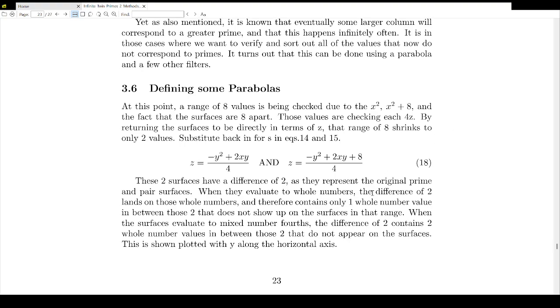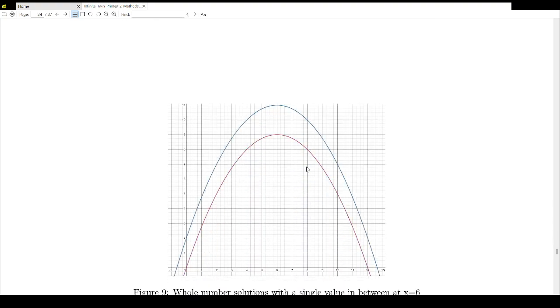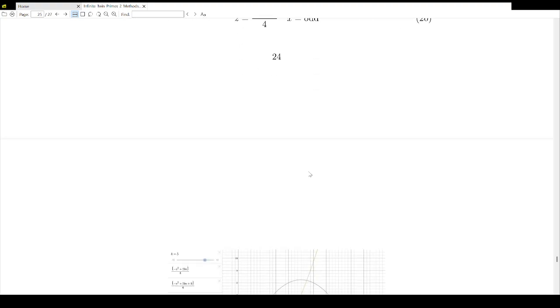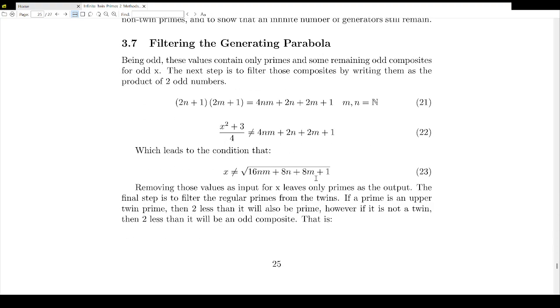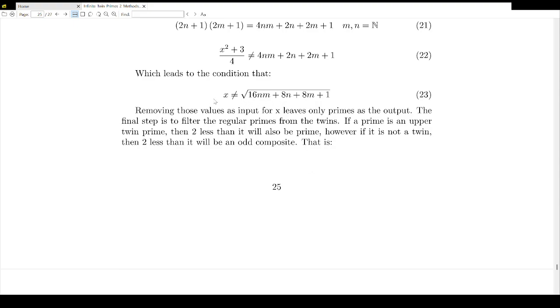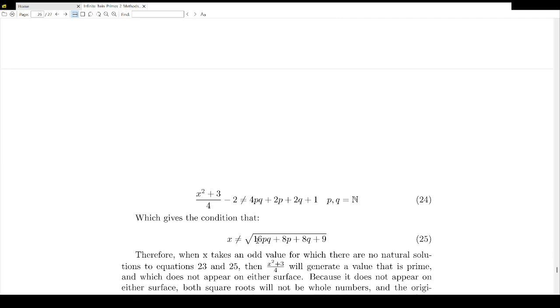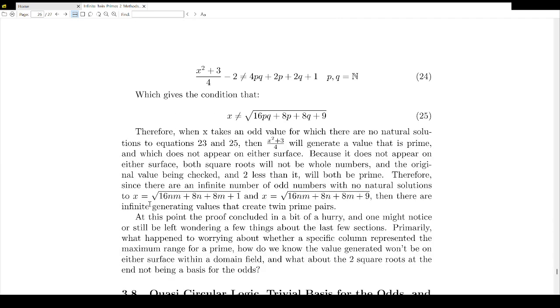It's viable as long as there's an infinite number of odds not of this form or of this form here. Right? That's what it really hinges on. And so I guess I'll leave it at that. Here's your equivalence for the twin prime conjecture.